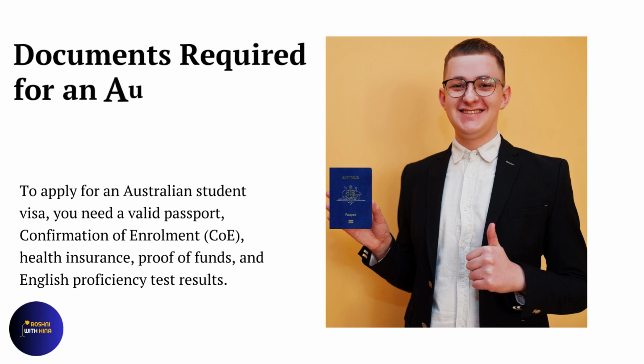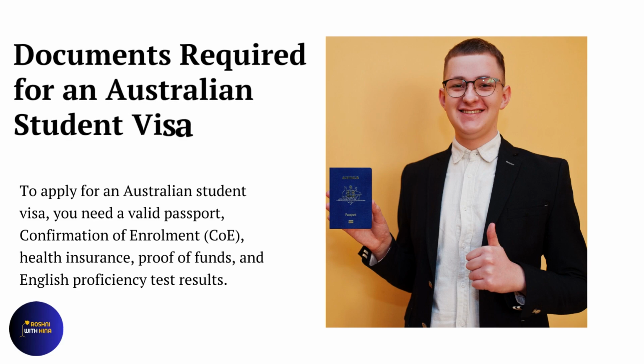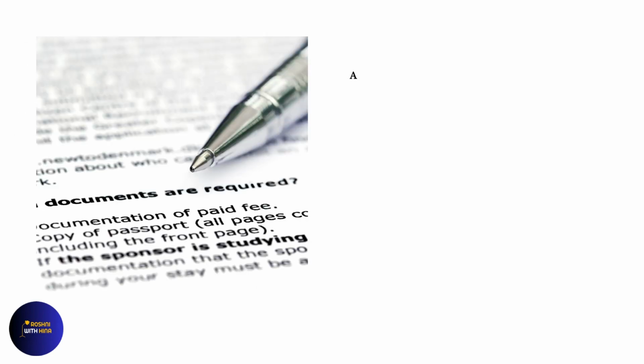Documents required for an Australian student visa. To apply for an Australian student visa, you need a valid passport, confirmation of enrollment, health insurance, proof of funds, and English proficiency test result.